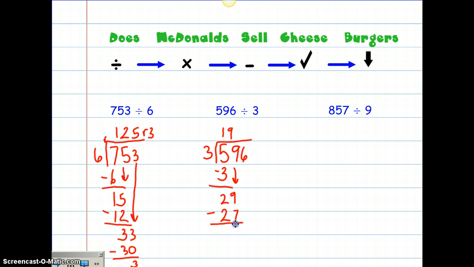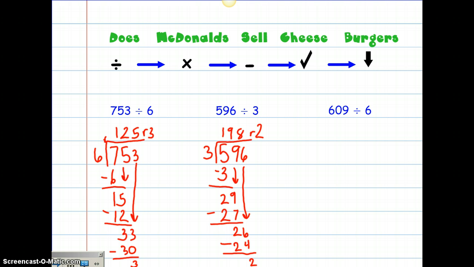So, 9 minus 7 is 2, and 2 minus 2 is 0. Some of you write the 0. You don't have to. It's your personal preference. Bring down the 6. How many times does 3 go into 26? That would be 8 times. 8 times 3 is 24. Subtract. 6 minus 4 is 2. Is 2 smaller than 3? Yes, it is. So that means that my remainder is 2.